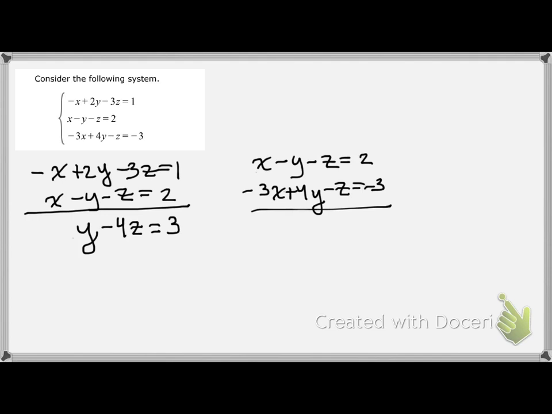Okay, to eliminate the x in the other pair of equations, I need to multiply by 3. And then we can see that the x will zero out. 3x plus negative 3x is 0x. Negative 3y plus 4y is y. Negative 3z minus z is minus 4z. And then 6 minus 3 is 3.